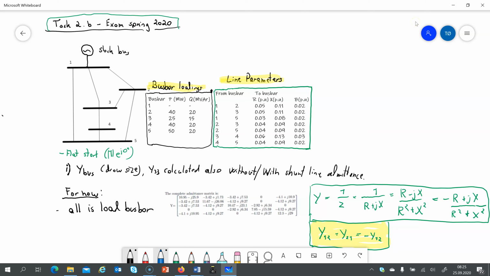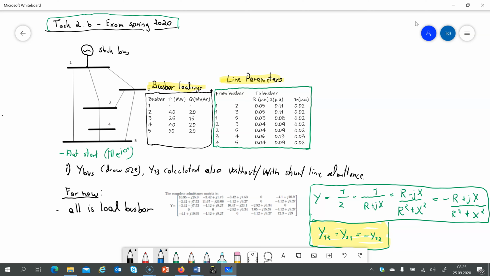In this video, we will go through Task 2b from the exam spring 2020. There was one task related to load flow, so this will be a tutorial on how to solve this. Of course, the exam and solution will be out in Canvas.